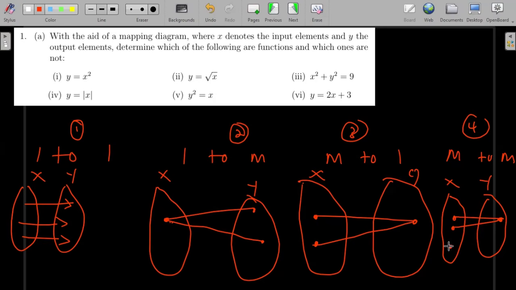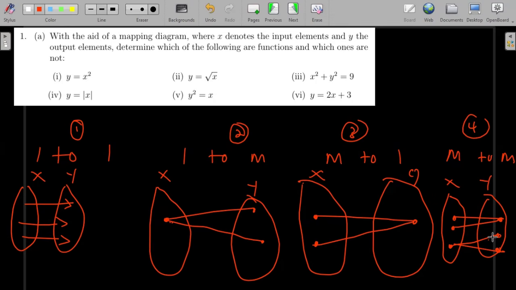Okay? And then 1 here mapping to 2 like that. So we can see that this is a mixture of a one-to-many when we consider this one here, okay? And then when we consider this one, it will be a many-to-one. So when we combine them, they give us what? Many-to-many.